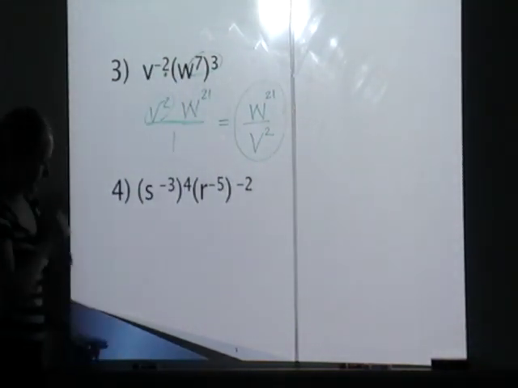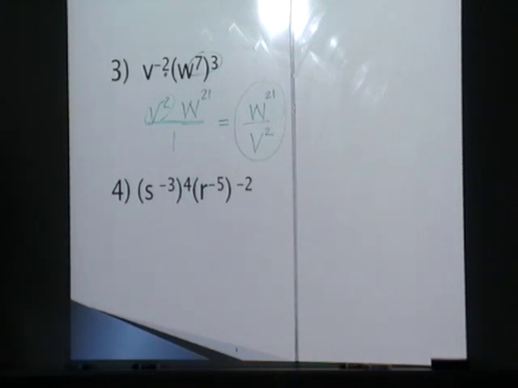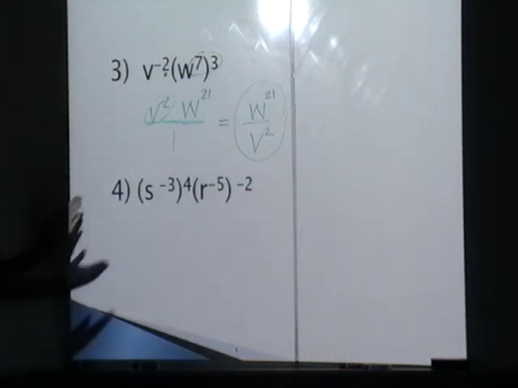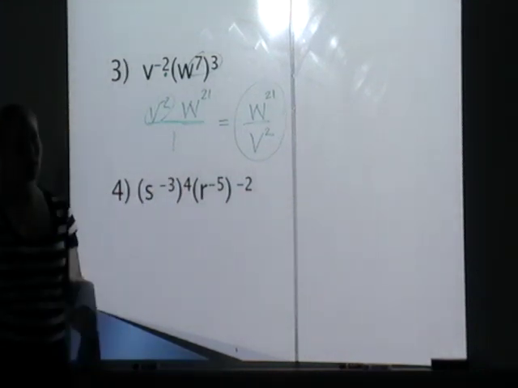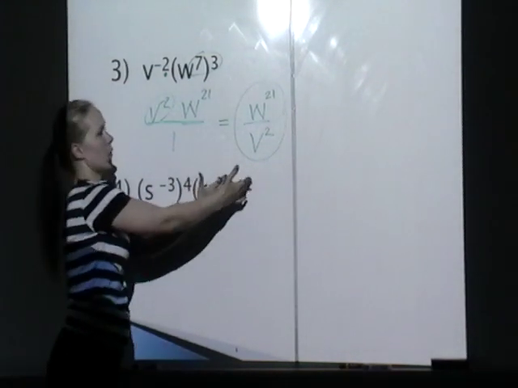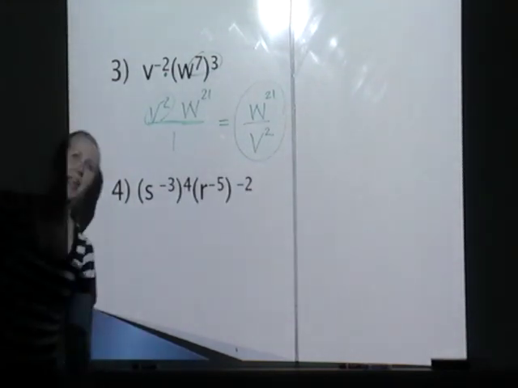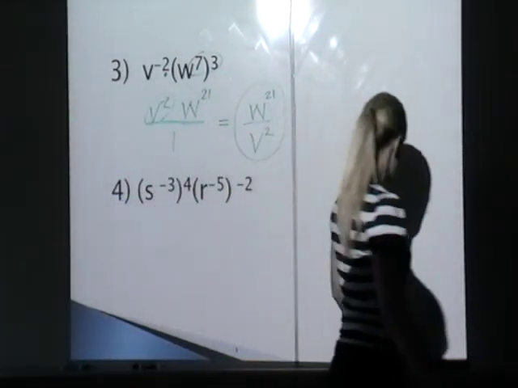Okay, last one. Go ahead and write down that one. We got s to the negative 3rd. We're going to raise that to the 4th power. So again, I'm taking this power to a power. And then I have another power that's being raised to a power. Looks complicated, but it's going to be very simple.